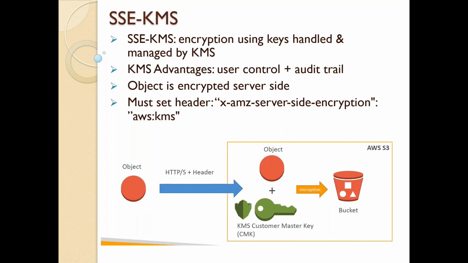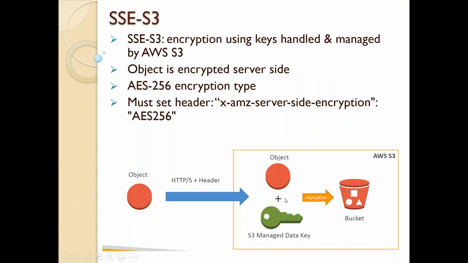The first type is done. The second type is SSE-KMS. SSE-KMS is encryption using keys handled and managed by a service called AWS Key Management Service. So what is the advantage of having Key Management Service over this one? We don't have access to the key. We don't know what is happening. The S3 will create, handle and manage the keys.